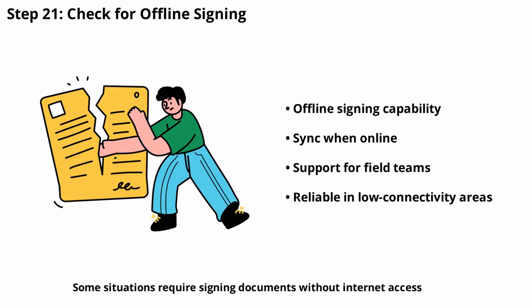Some situations require signing documents without internet access. Check if the e-signature software supports offline signing, allowing users to complete documents and sync them once they're back online. This feature can be especially useful for field teams or clients in areas with unreliable connectivity.